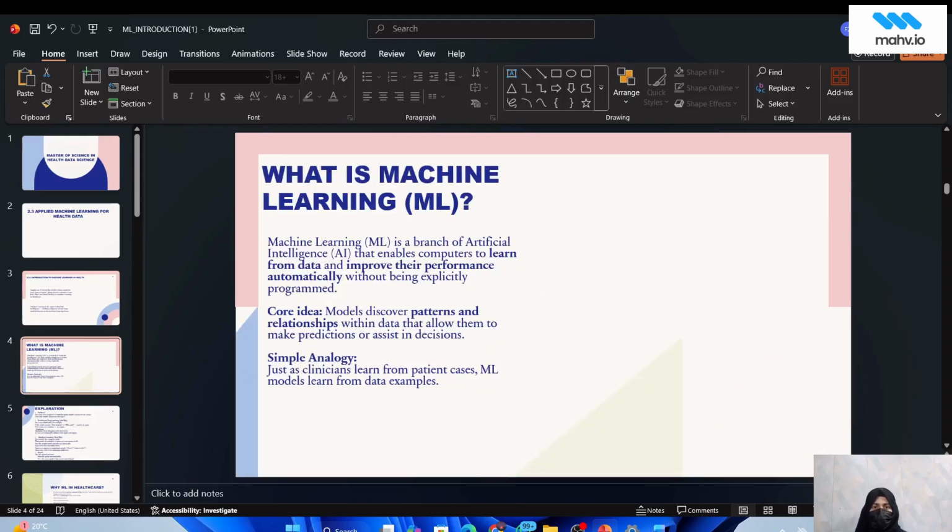After that, there is a definition of it. Machine learning is a branch of artificial intelligence that enables the computer to learn from data and improve its performance automatically without being explicitly programmed. So, what is the core idea? Models discover patterns and relationships within the data, and that allows them to make predictions or assist decisions. A simple example: the doctor learns from patient reports, and our ML model learns from data examples.